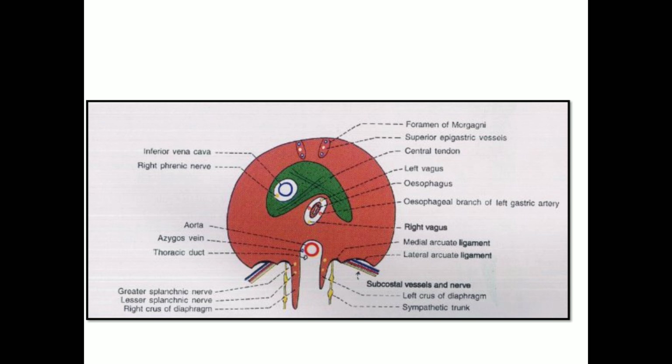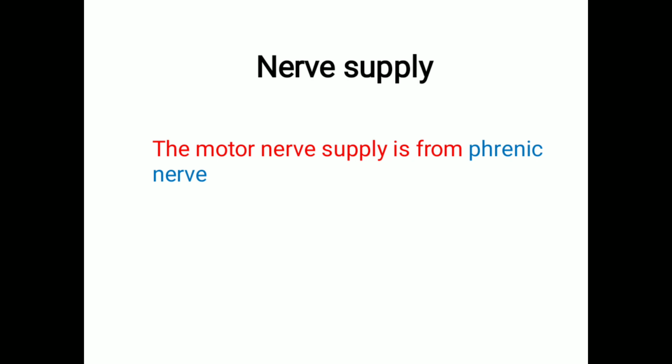Okay. Next, coming to the nerve supply. Motor, it is a muscle, so it is motor. The motor nerve supply is from the nerve called the phrenic nerve. So just go through it and learn what all we have discussed.